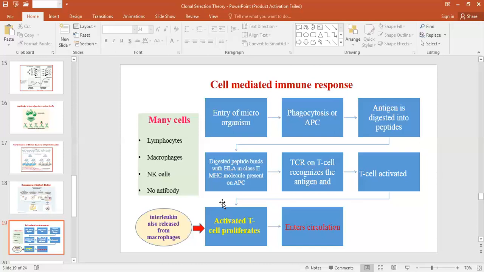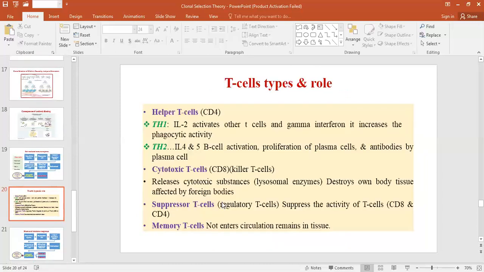They bind in a class known as HLA or human leukocyte antigen, a group of related proteins that are encoded by the major histocompatibility complex. The type 2 major histocompatibility complex present on the antigen presenting cells will then interact with the T cell receptor. The T cell will recognize the antigen and then it will be activated. The activated T cells then proliferate and enter into circulation. Activation of T cells can also happen by the interleukins released from the macrophages.